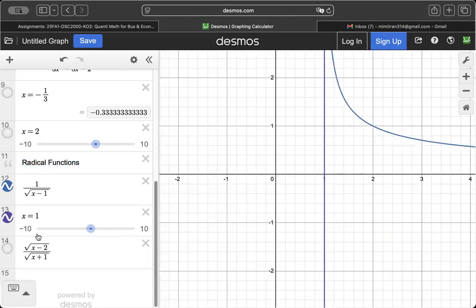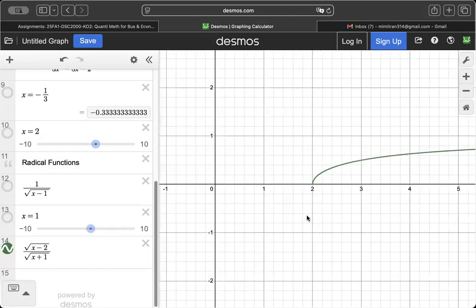For part B, let me mute these. Part B, we found that the domain is x greater than or equal to 2. And there it is. It starts from 2 and goes to infinity. Okay. And that concludes our section on the domain of functions.